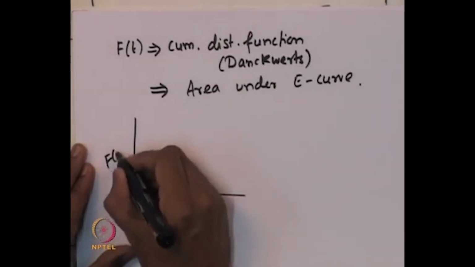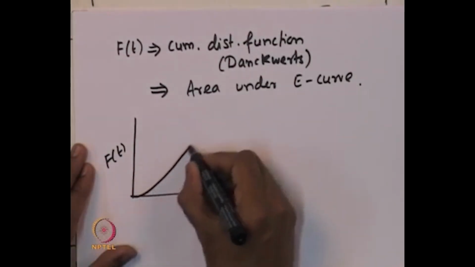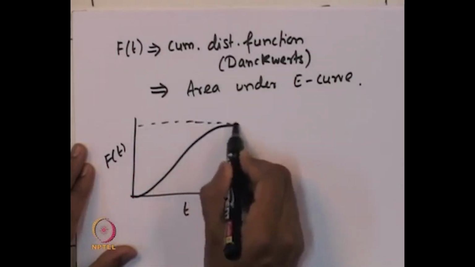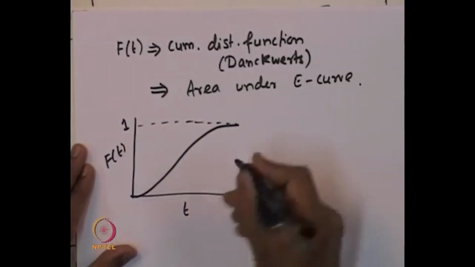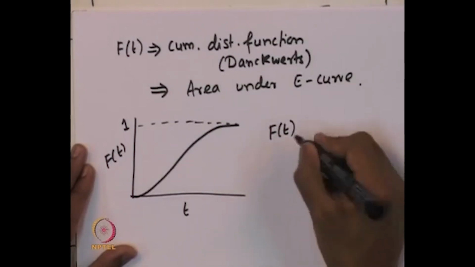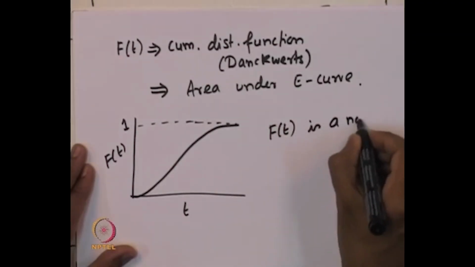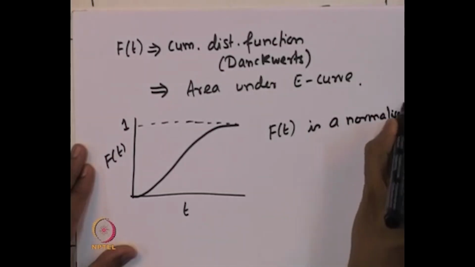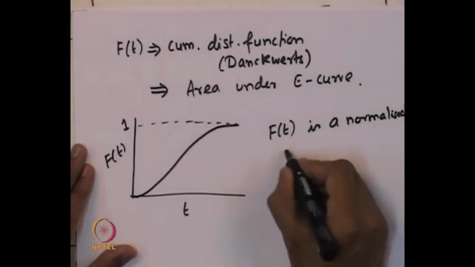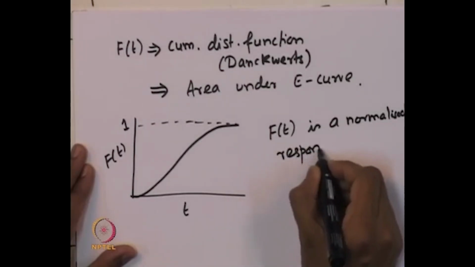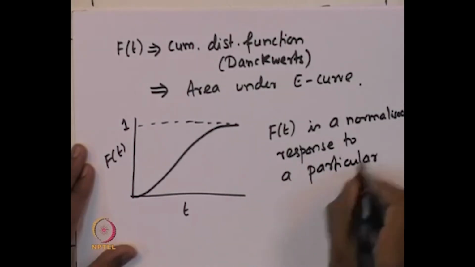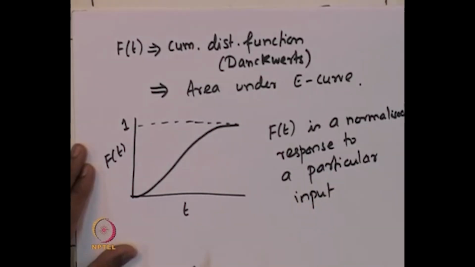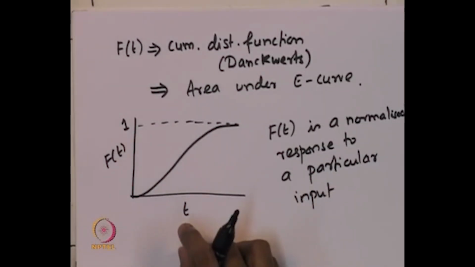If we sketch F(t) versus time, the maximum possible value that the F curve can take is exactly equal to 1. So, F(t) is a normalized response to a particular input that is fed into the reactor.